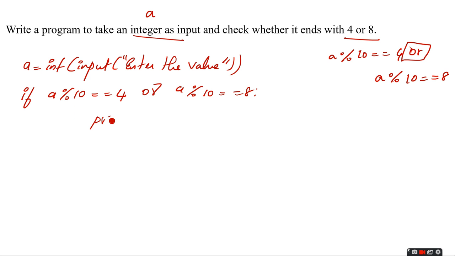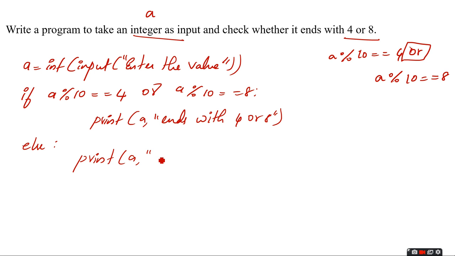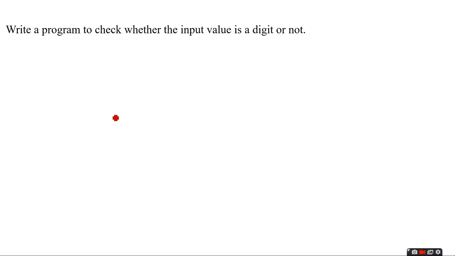So we can write like this: print a ends with 4 or 8. Or we can write here else, print a does not end with 4 or 8.